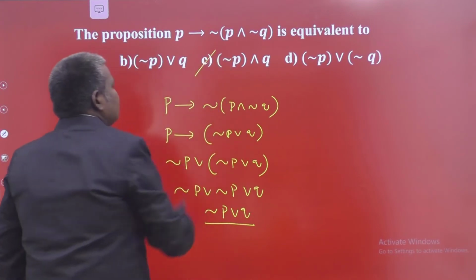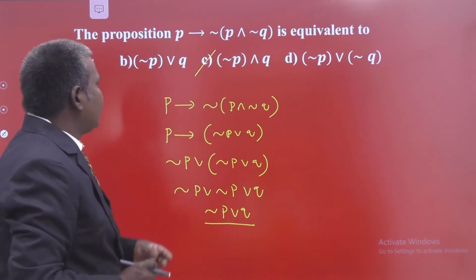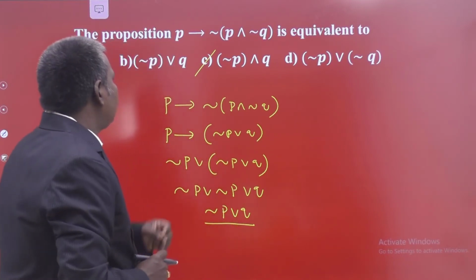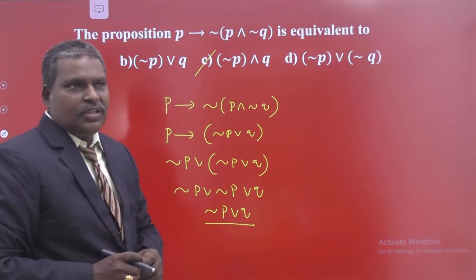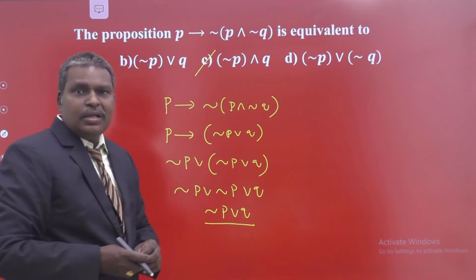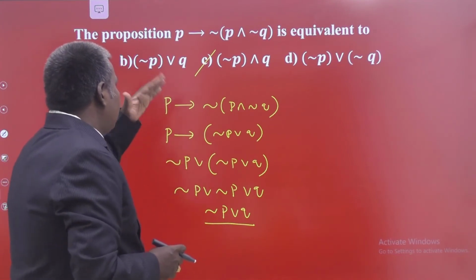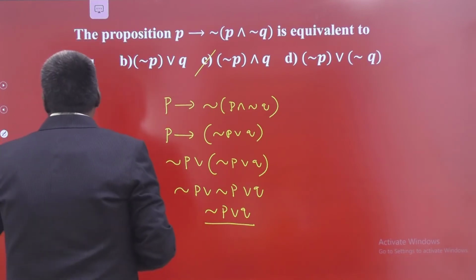So this is the correct answer, option C. Understand? Just by using the properties, you can easily obtain the solution. If you write the truth tables, sometimes it takes time. If you are not in a position to use the properties, you may go for the truth tables and check which of them are equivalent to each other. Next one.